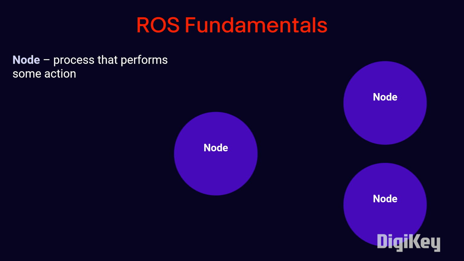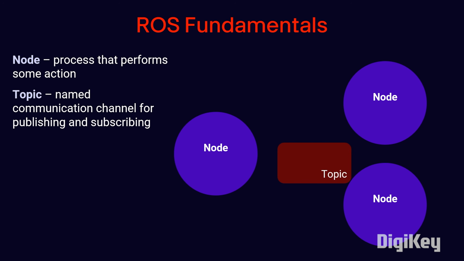While you can define multiple nodes in a single file, which might save on some overhead, ROS encourages splitting nodes into separate files to improve readability, debugging, and reusability. When you run a ROS application, each node typically runs in its own process and runtime environment. Nodes can communicate with each other using a few methods. The first are topics. These are named communication channels used for the publish-subscribe model.